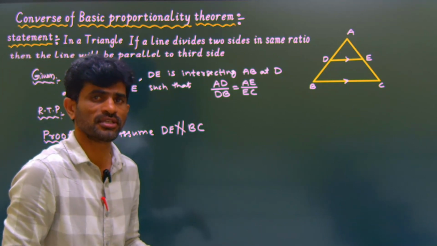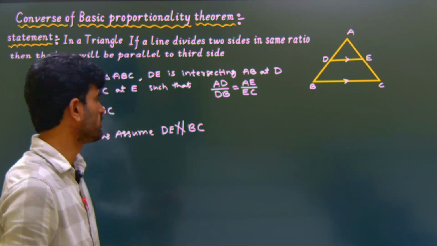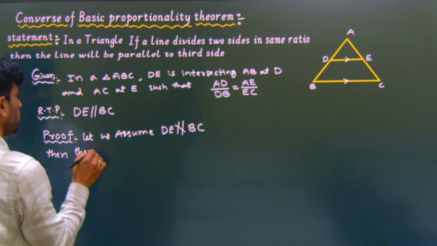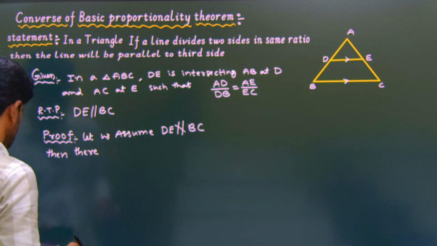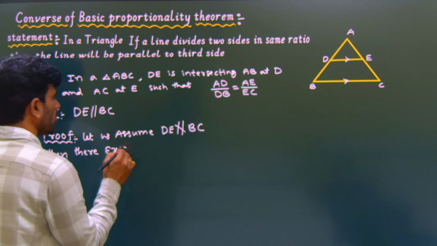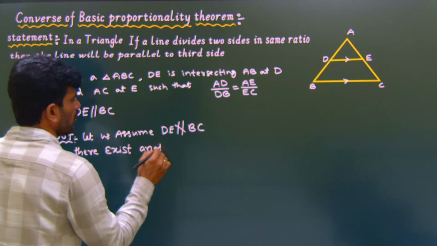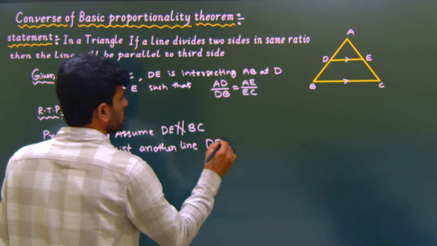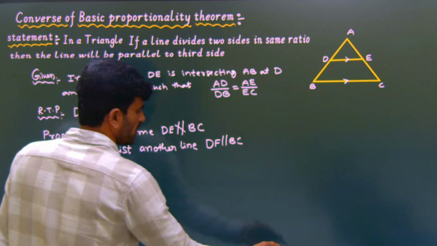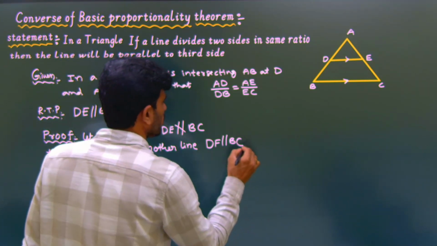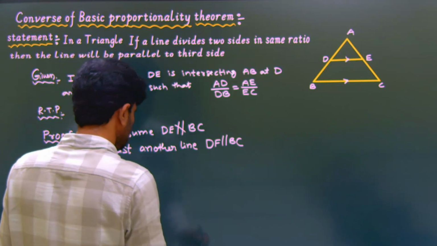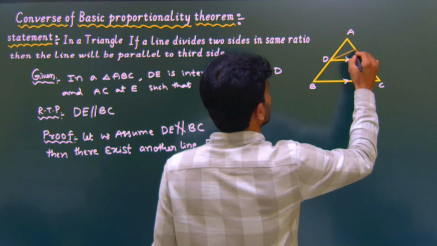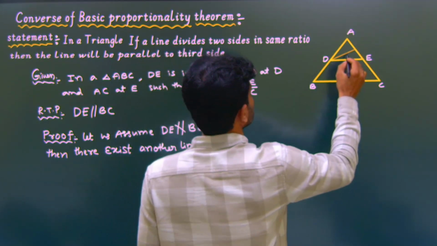If DE is not parallel to BC, there can be another line which is parallel to BC. So we write here, then there exists another line DF parallel to BC. So we assume DE is not parallel to BC, then we will take another line parallel to BC. DF is parallel to BC. So we draw one more line like this, and we assume this is parallel to this.